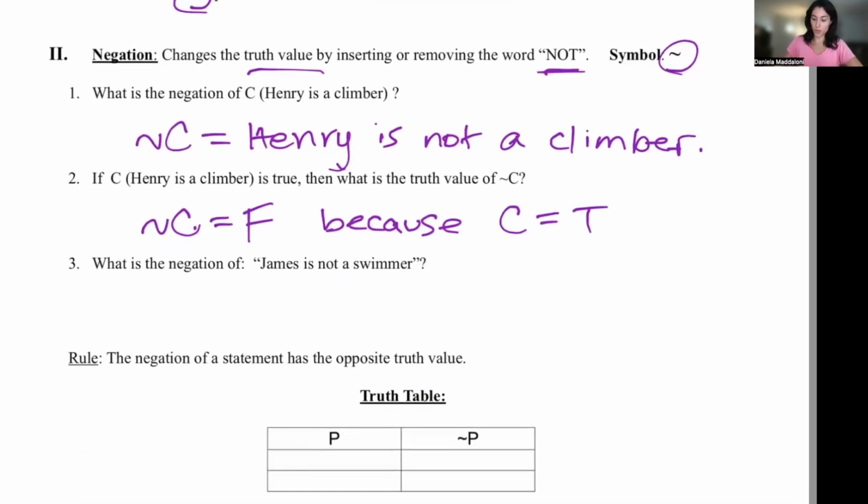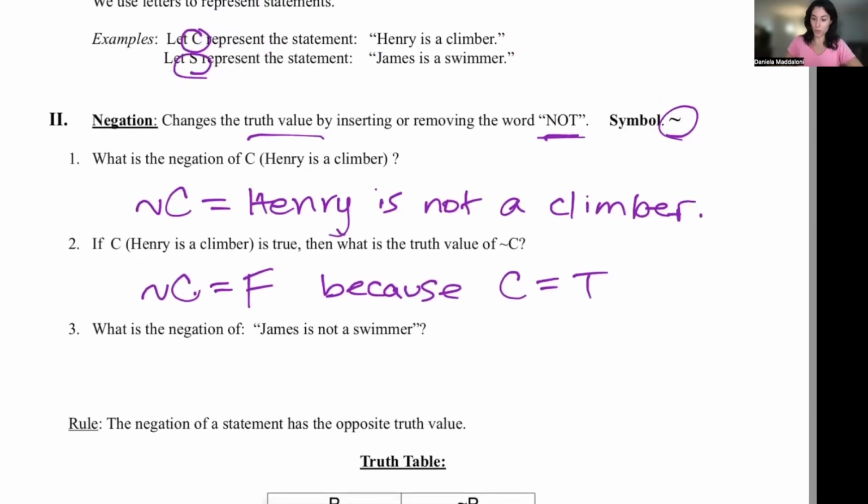So what is the negation of James is not a swimmer? Up here, we're going to assume that James is a swimmer is a true statement. So James is not a swimmer, we're going to represent as not J, because James is a swimmer, so not J is you just stick in not, that's all. So we're going to do the negation of that, not J. In other words, James is not a swimmer.